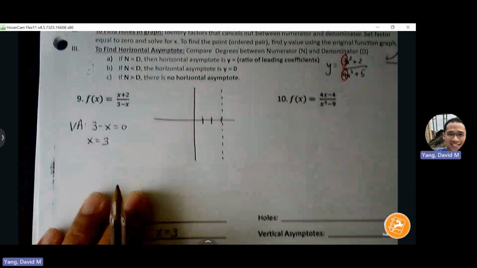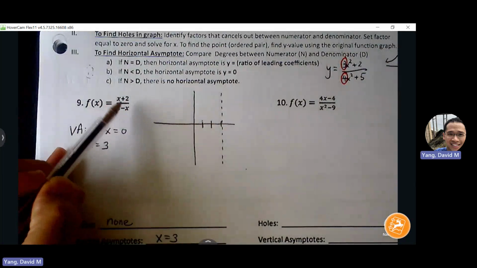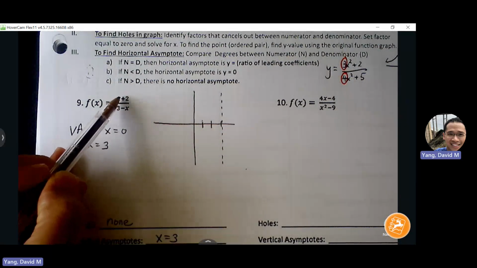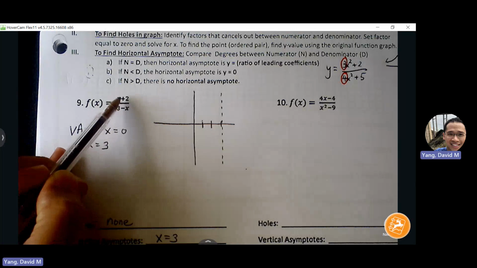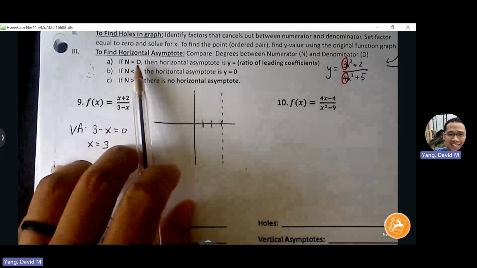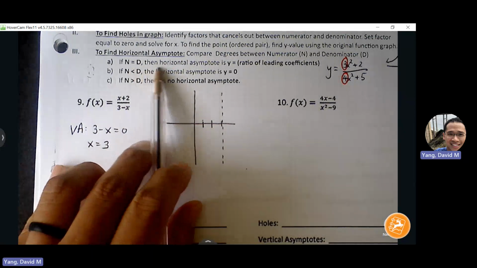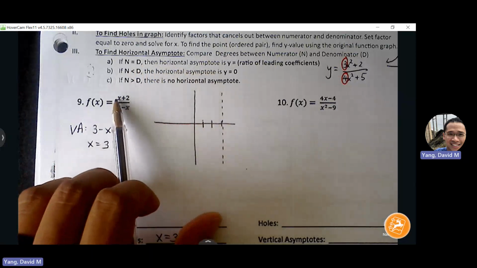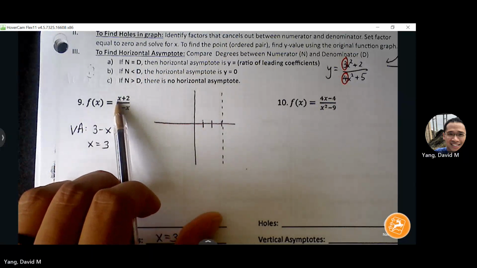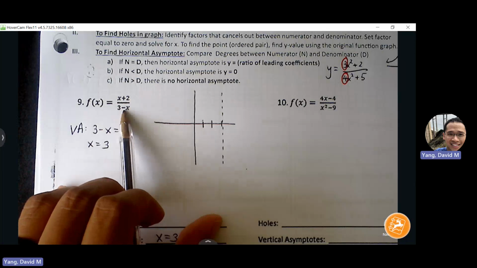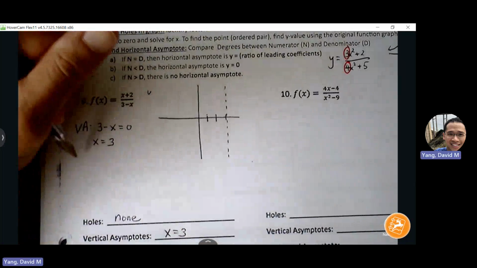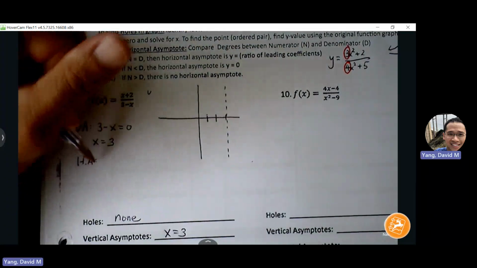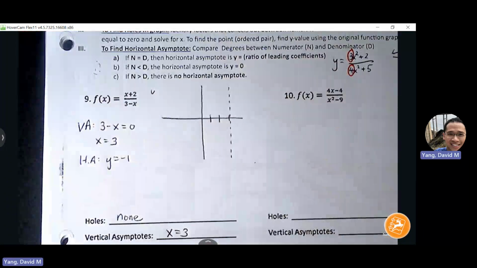Horizontal asymptote. Now we're going to compare degrees here. What's the degree of my numerator? x to the first power. What's the degree of my denominator? Also first power. So degree 1 and 1, they're matching. They have the exact same degree. I'm just going to pull the coefficients. What number's in front of this x? Negative 1. So 1 over negative 1 is negative 1. So my horizontal asymptote, HA, is y equals negative 1.